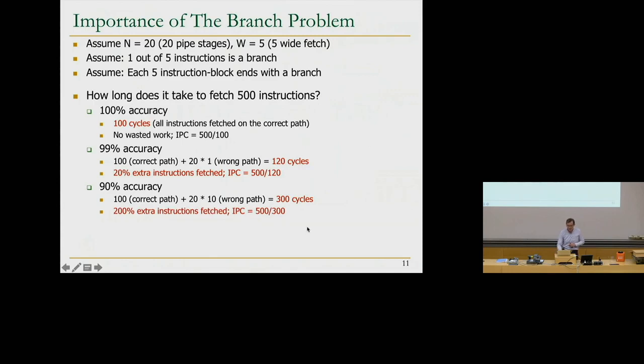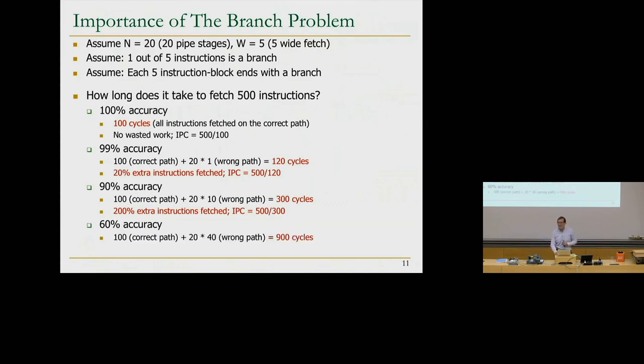So now your IPC tanks. It becomes 1.6. And you're now fetching 200% extra instructions. So both your performance goes down, your energy increases. You're doing useless work on top of the fact that you're not utilizing your machine well. Okay, let's go down to 60%. 60% is still good, right? It's better than random guess. Random guess is 50%.